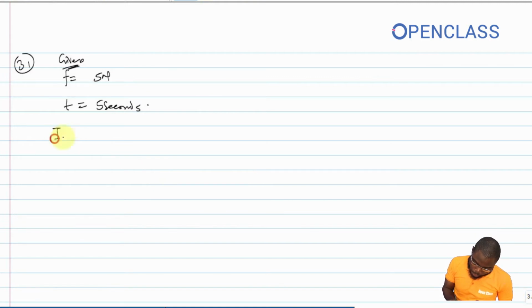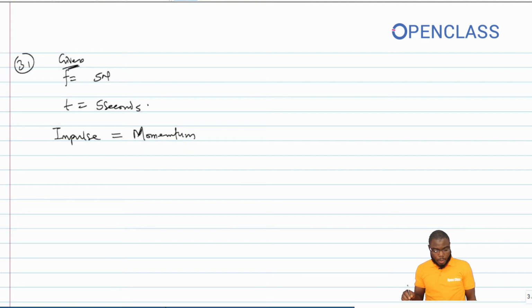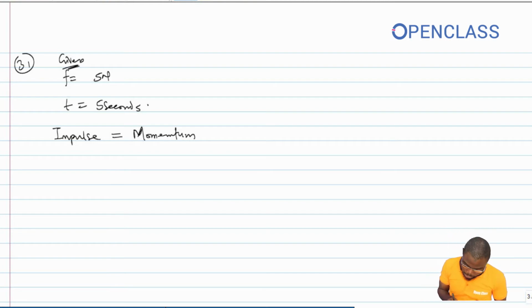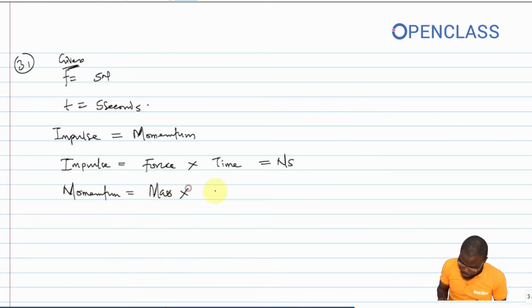Now what you're going to apply here is that impulse is equal to momentum. Remember Newton's law of motion, that says a body will remain in a state of rest or uniform motion in a straight line except it is acted upon by an externally applied force. So your impulse is Ft, force times time, expressed in Newton seconds, while your momentum is mass times velocity.